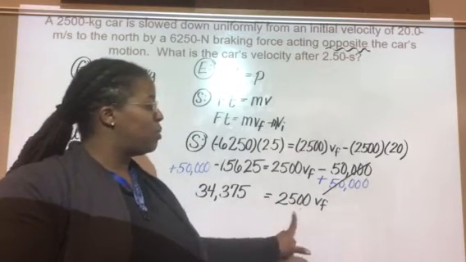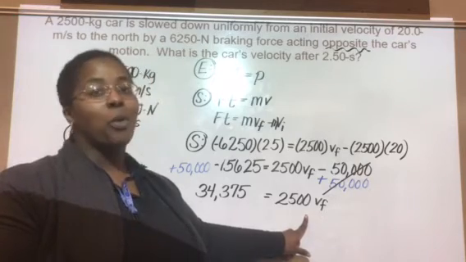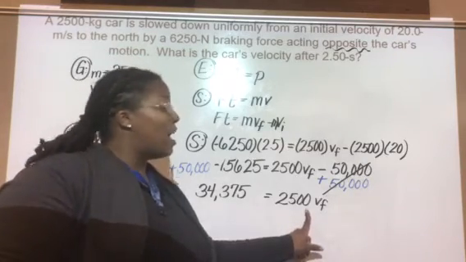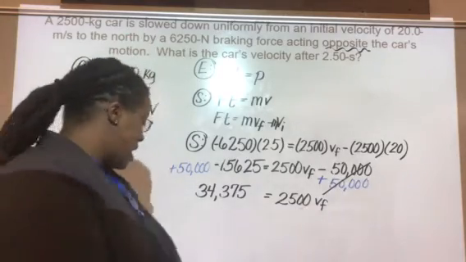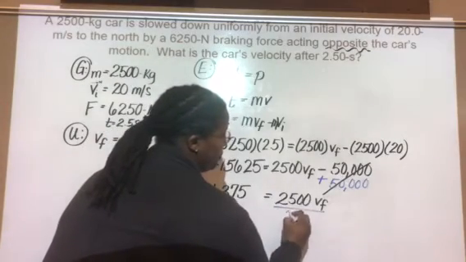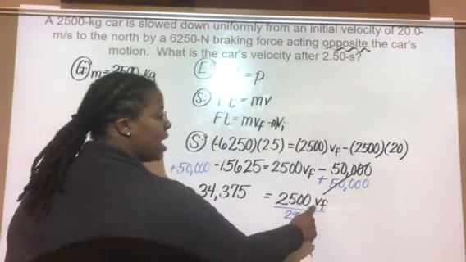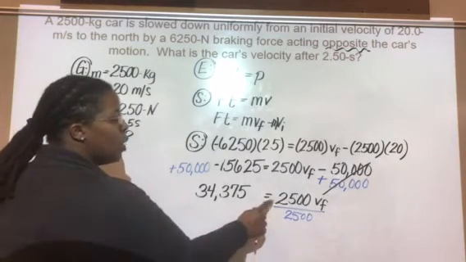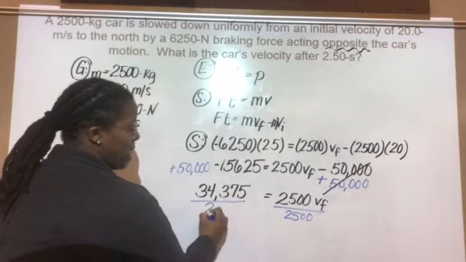Between these two, what are we doing? Are we adding? Are we subtracting? We're multiplying. Now, in order to move it, we have to do the opposite. So on this side, I'm going to divide by 2,500. How did you pick 2,500? Because VF wants to be alone. Whatever I do on one side, I also want to go back and do on my opposite side.